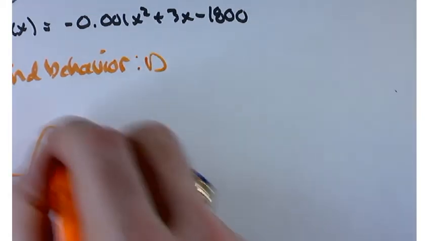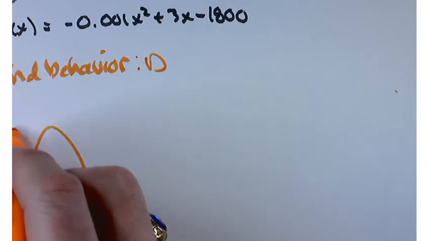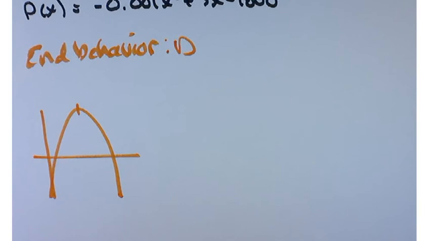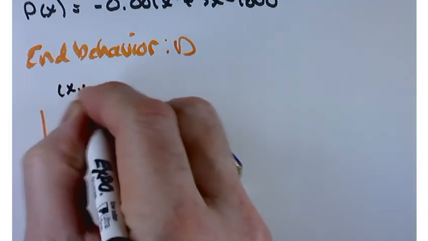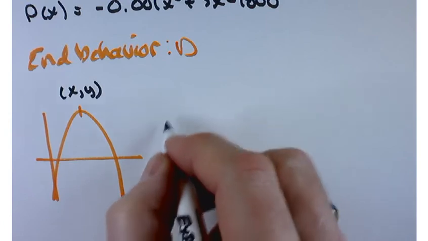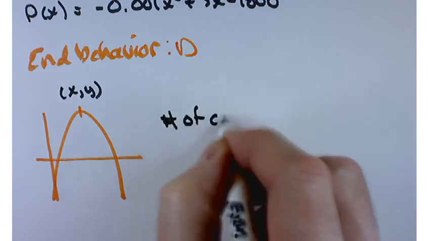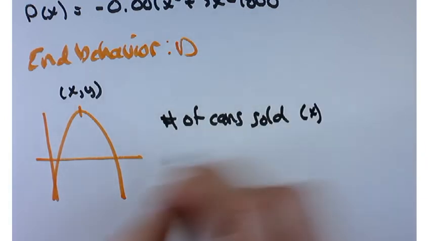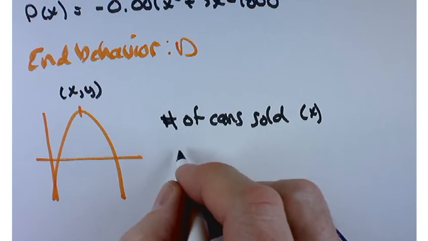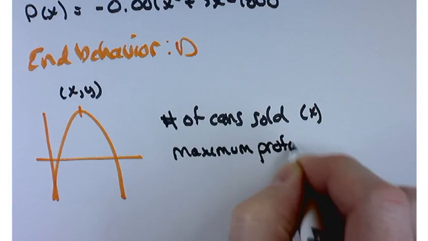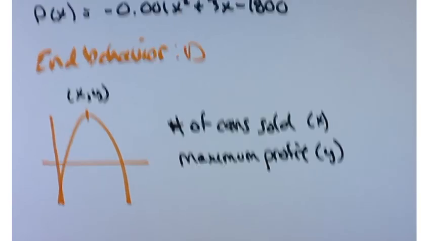Our graph is going to look something like this. All right. And at that point, we're going to have a maximum. So x and y, that's what we want to find. Because they really ask us for 2 things. They ask for the number of cans sold, that's your x value, and then the maximum profit. That's your y value. So I want both of those.